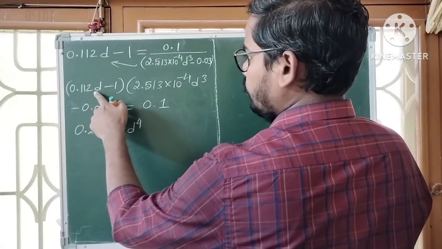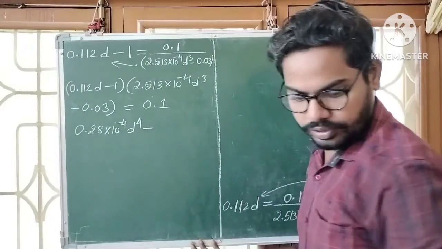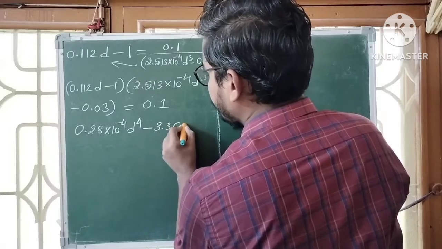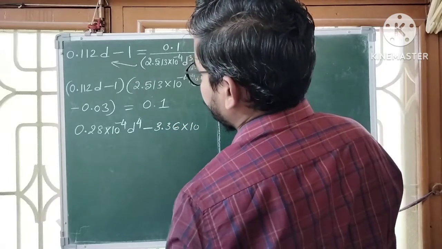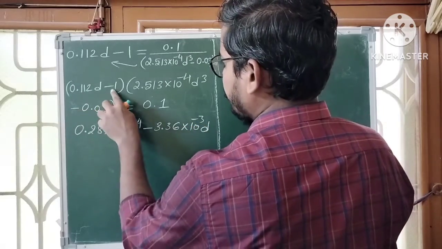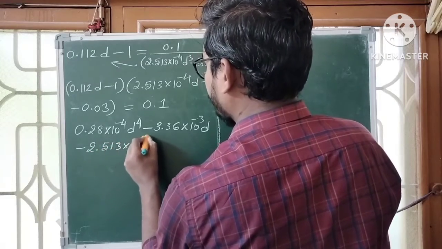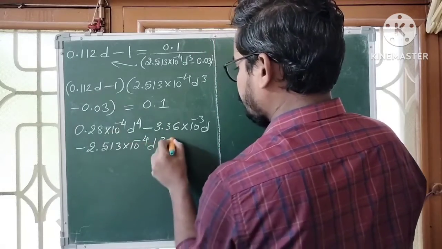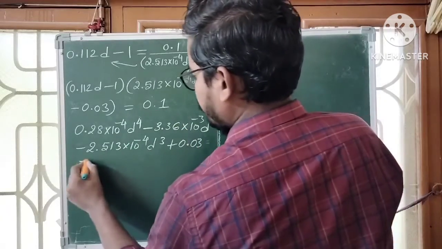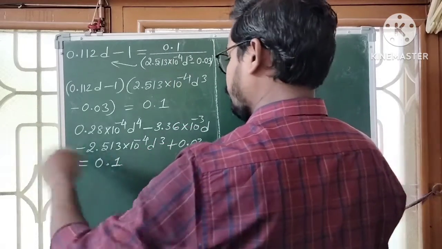Now 0.112d into this. If you multiply, you will get approximately minus 3.36 into 10 to the power of minus 3 d. Next, minus 1 into this one. You will get minus 2.513 into 10 to the power of minus 4 d cube. Minus 1 into minus 0.03, plus 0.03 is equal to 0.1. Now transpose 0.1 to the right hand side.